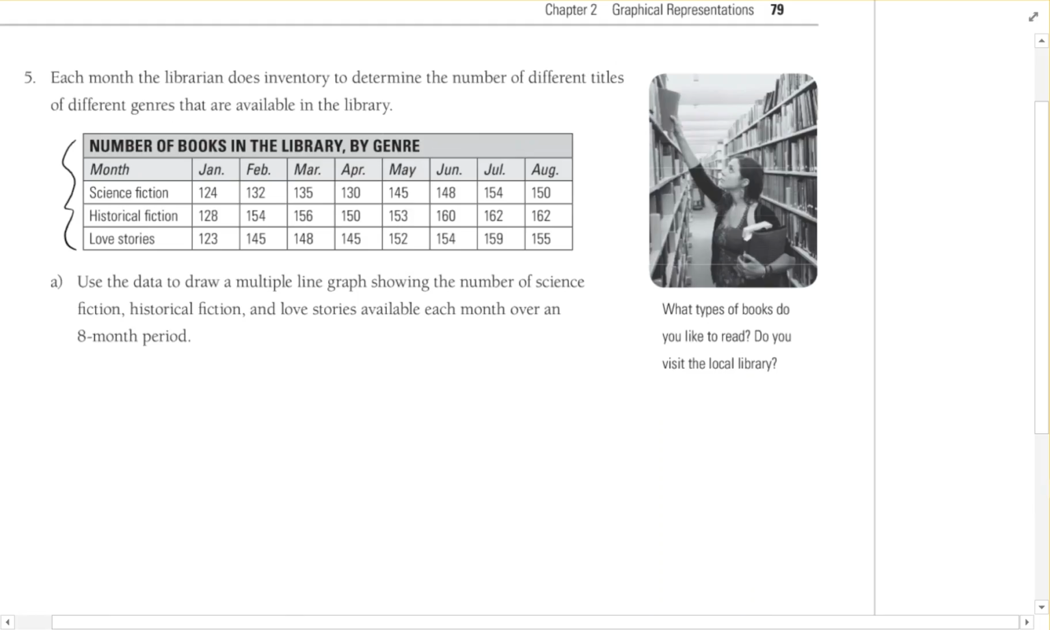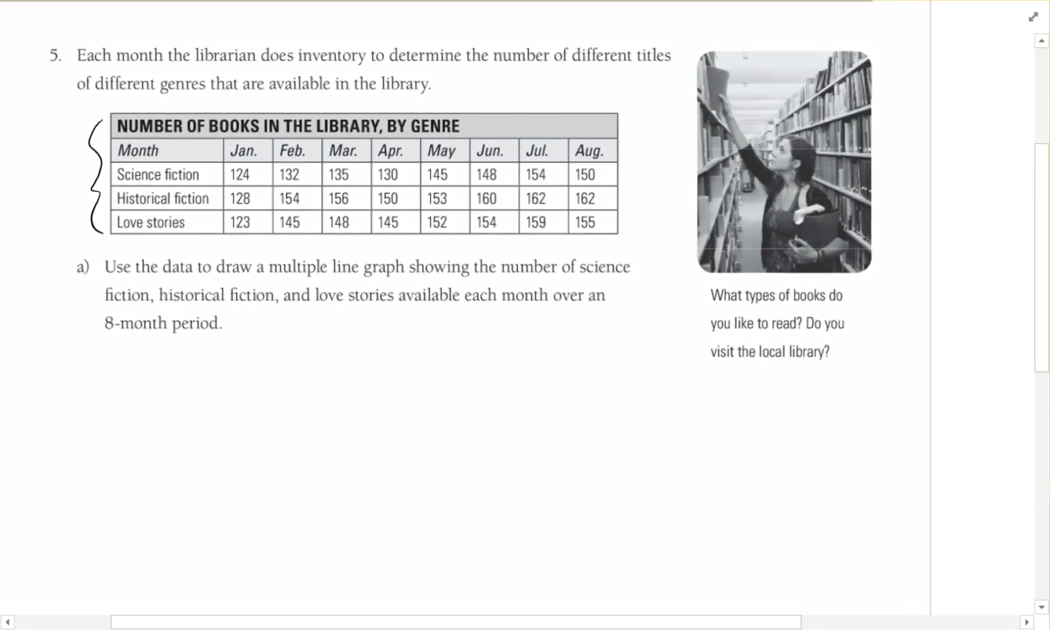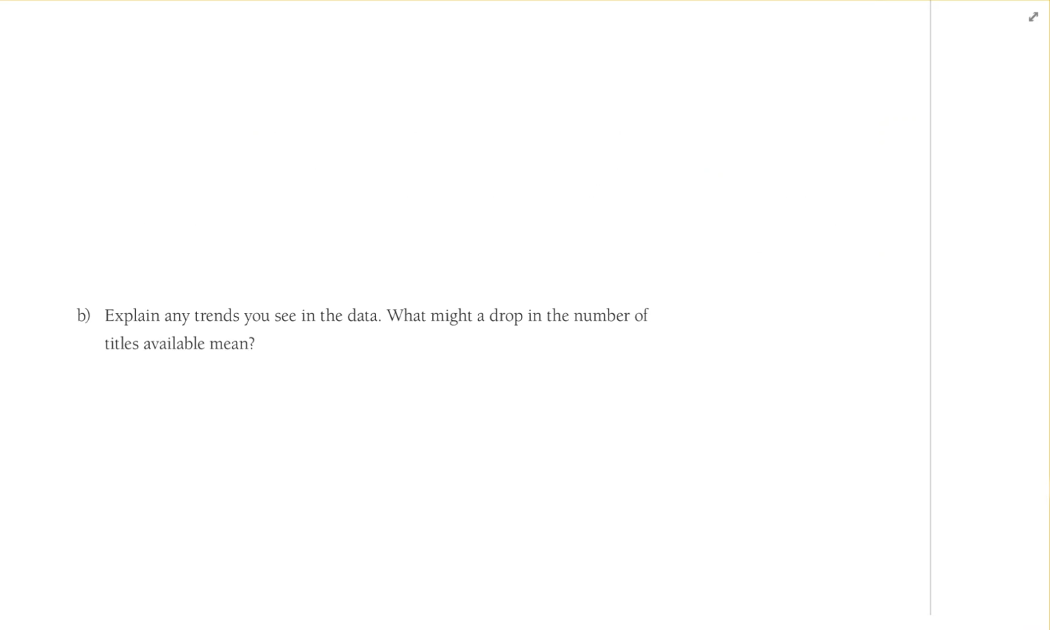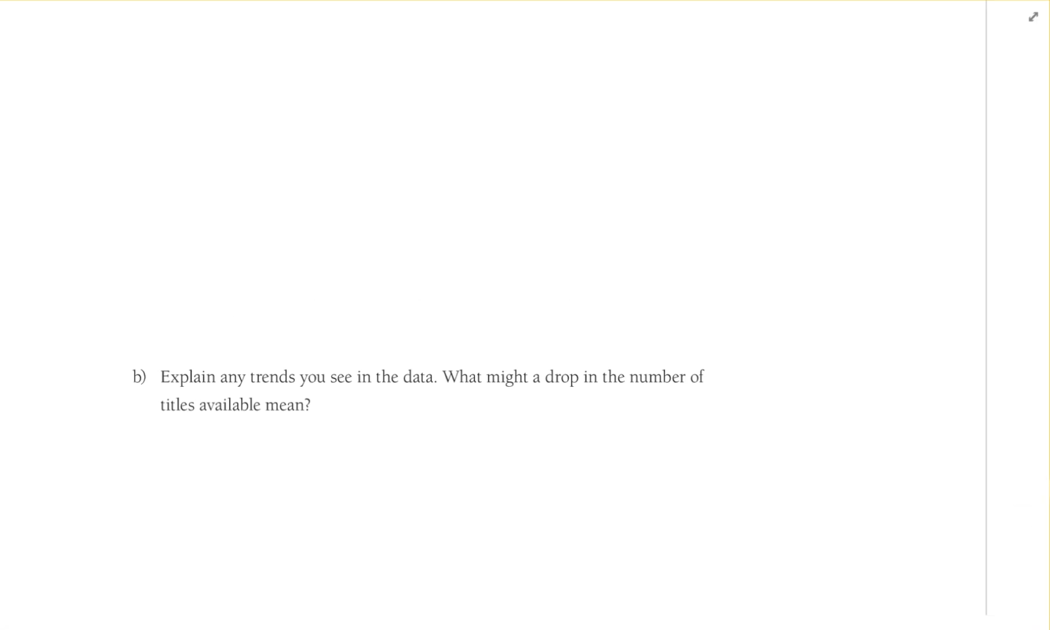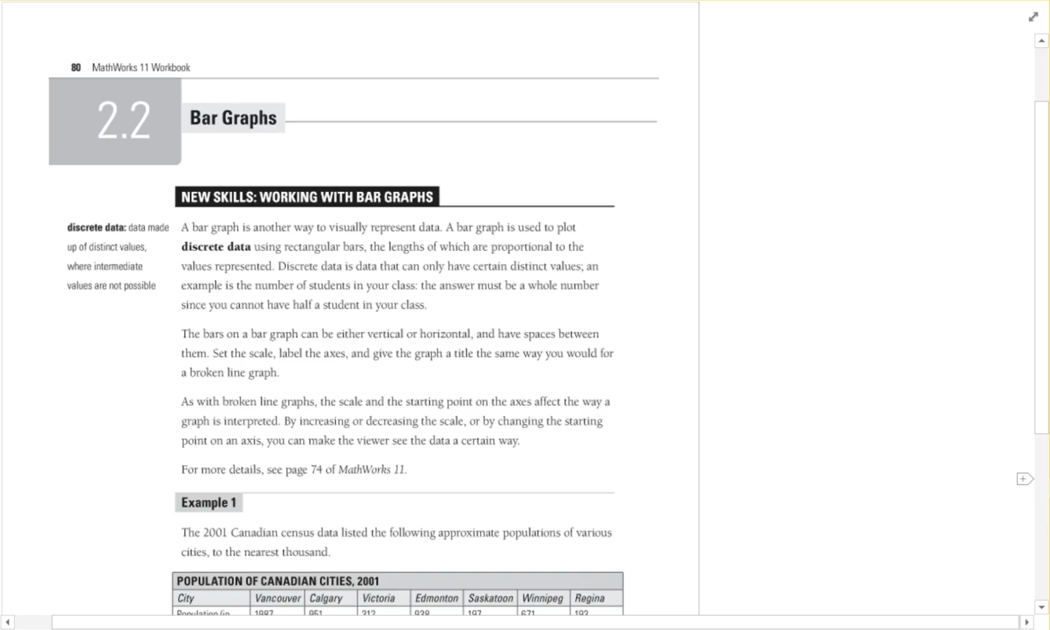Use the data to draw a multiple line graph showing the number of science fiction, historical fiction, and love stories available each month over an 8-month period. Explain any trends you see in the data. What might a drop in the number of titles available mean? Okay, and that's it. So we're going to move on to 2.2 in the next one.